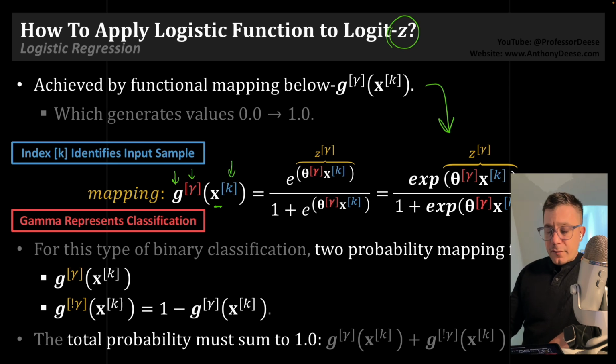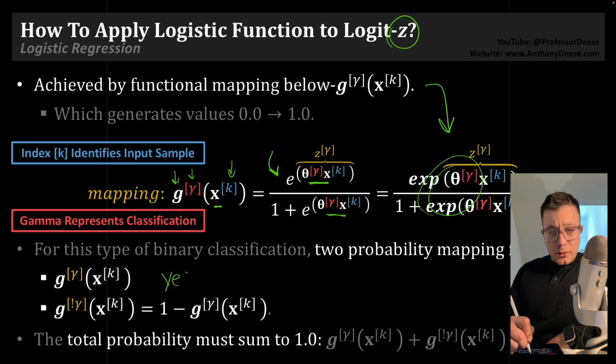And the mapping is pretty straightforward. The numerator is e to the z, or e to the product of theta times x, over 1 plus e to the z, or e to the power of theta times x, and over here we just have an alternate representation of that. Now for this type of binary classification, there are 2 probability mapping functions that exist.